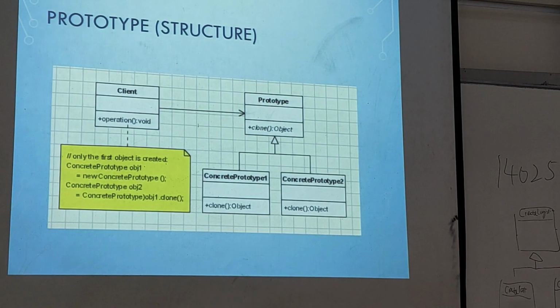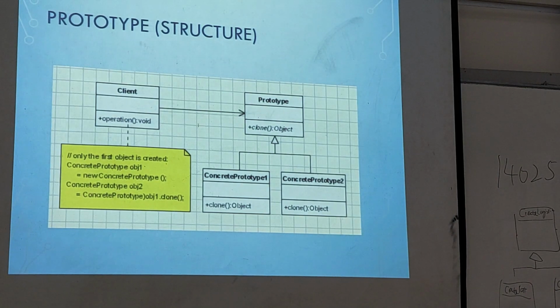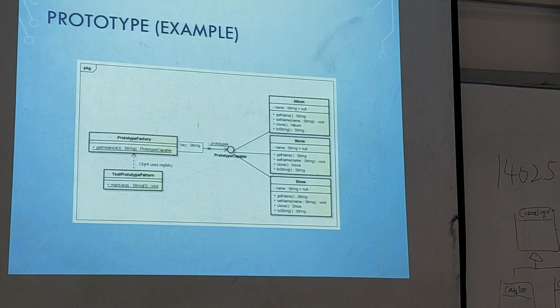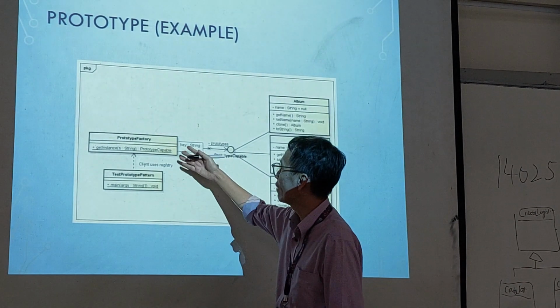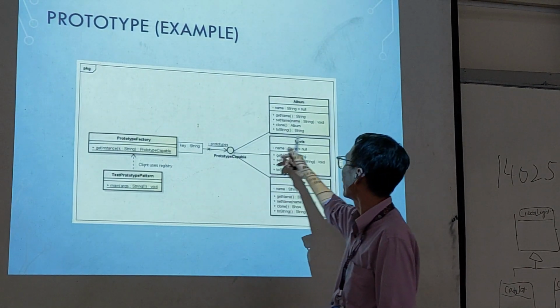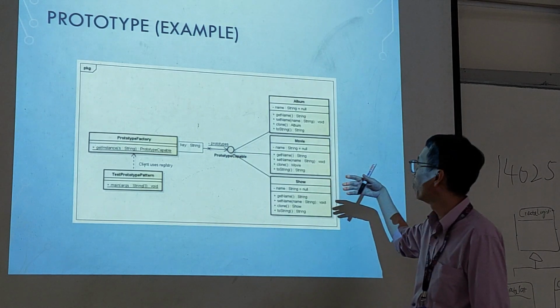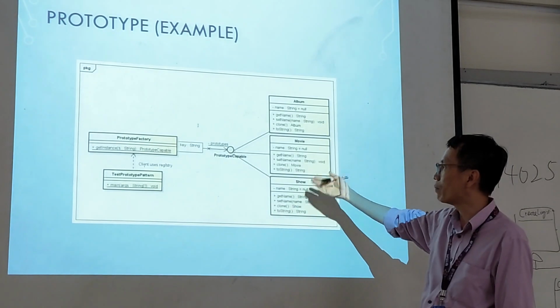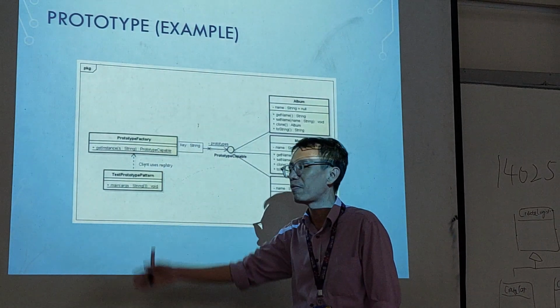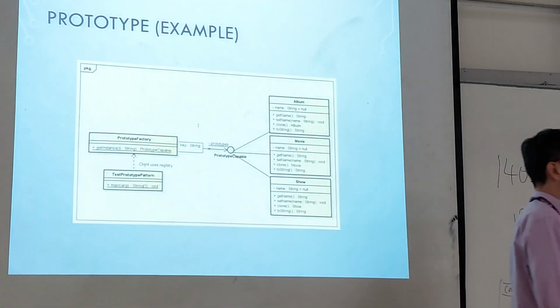So this is the class diagram, with more detail on the prototype. You can see we have the prototype factory, then we have all these objects here. The names are almost the same: show, movie, and so on, almost the same thing. So we can make use of this prototype pattern to clone them.